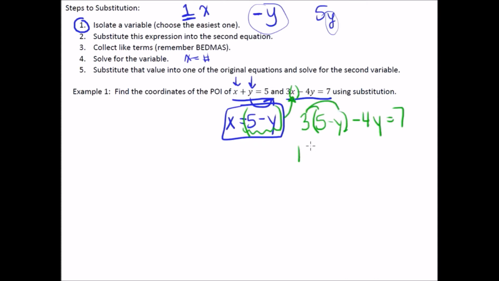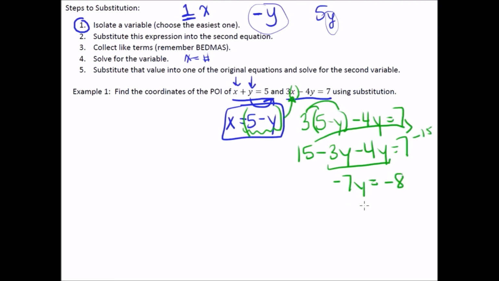Expand this, we get 15 minus 3y minus 4y equals 7. We can collect these, I get negative 7y. We can bring the 15 over, we get 7 minus 15, which is negative 8. We need the y by itself still, so divide both sides by negative 7. I get y equals 8 over 7.